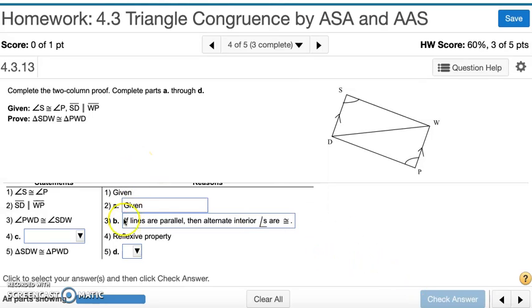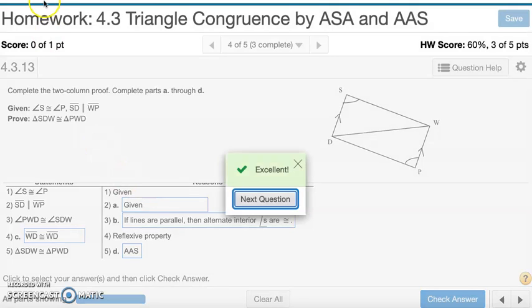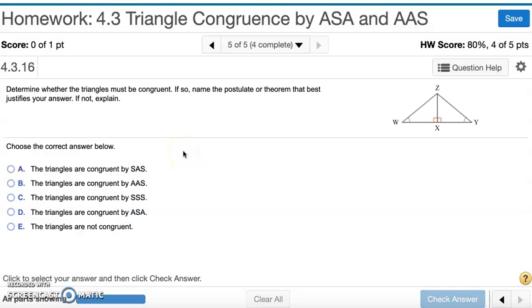Now 4, our reason is reflexive property. We use that when something is equal to itself. So in this case, we have WD equaling WD. And 5, the two triangles are congruent to each other, and it's going to be by angle, angle, and side. Just look for the pattern. And that's number 4.